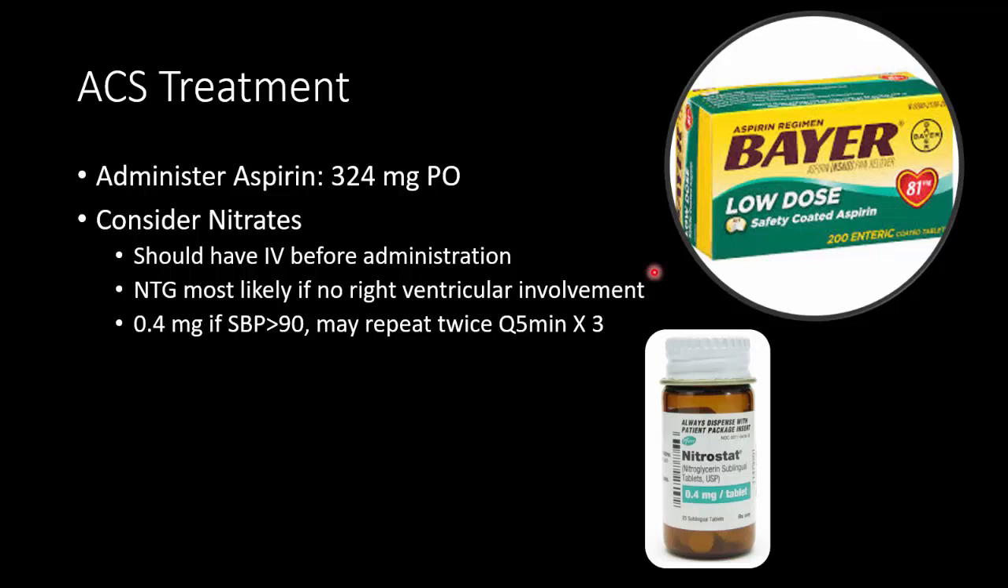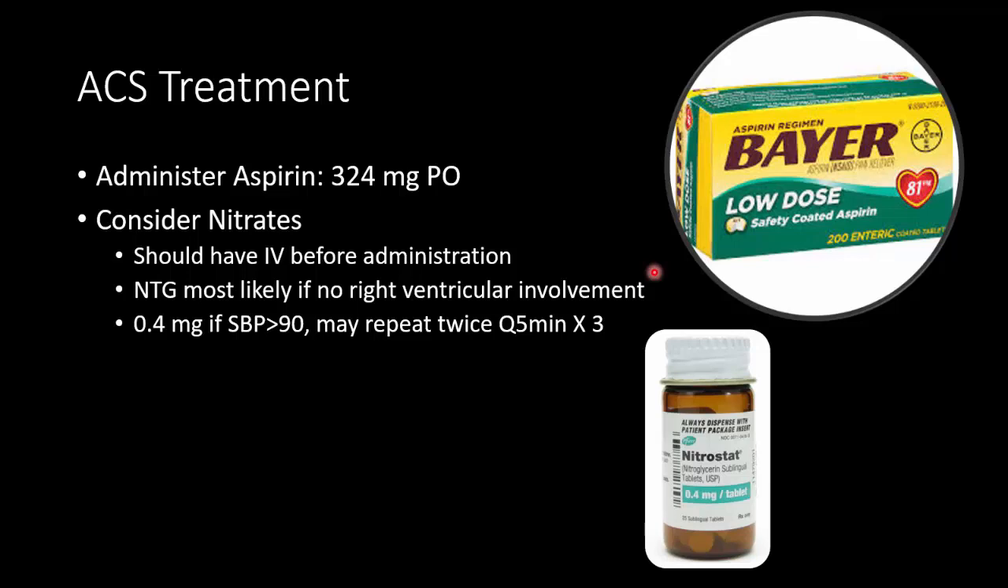Consider nitrates. Now, again, as a reminder, if you have right ventricular wall involvement, you do not give nitrate. If you do give nitrates, you should have your IV before administration. Everyone reacts to medications differently, especially if they're on the borderline of being hypotensive as it is. Now, we give nitrates because of the vasodilation, which is going to improve blood flow to the areas of infarction. Your dosage here is 0.4 milligrams if the systolic blood pressure is greater than 90, and you may repeat twice every 5 minutes for up to a total of 3 dosages.